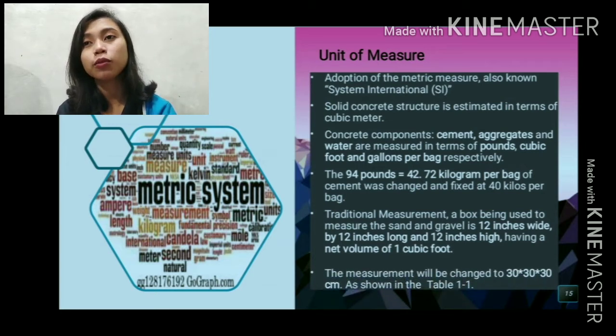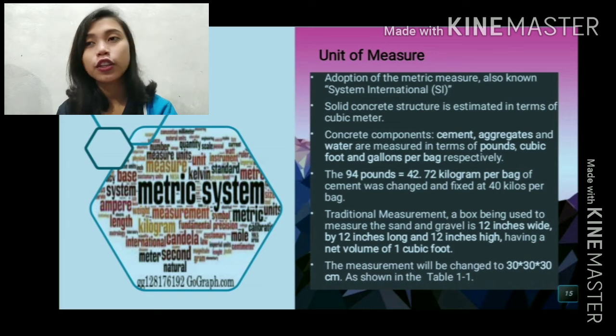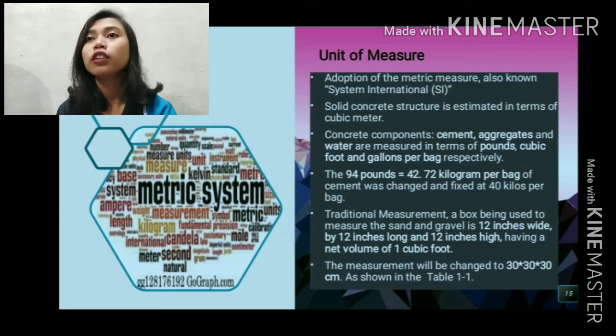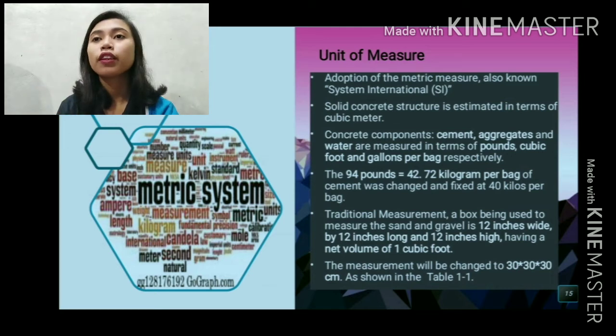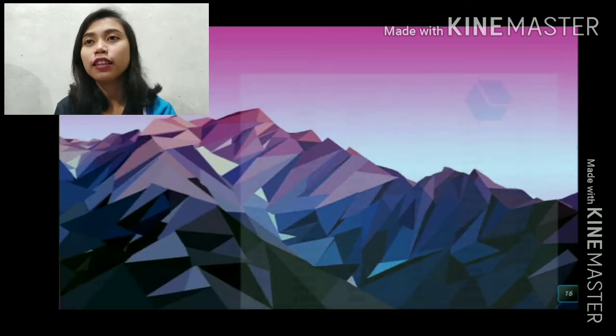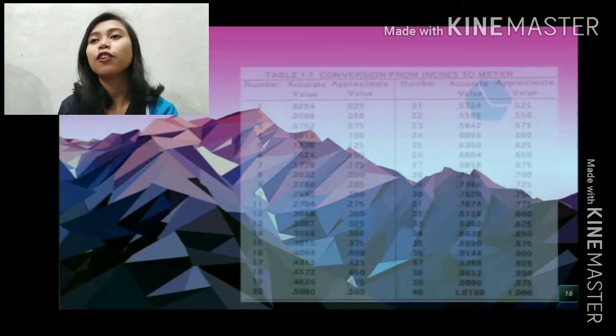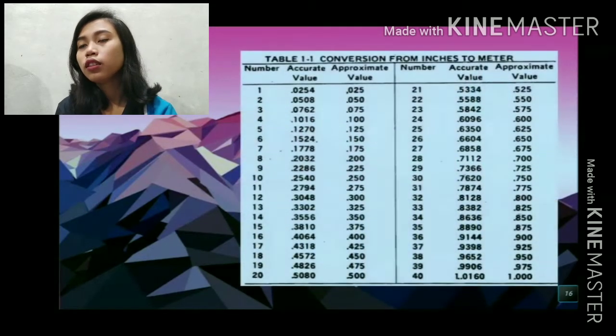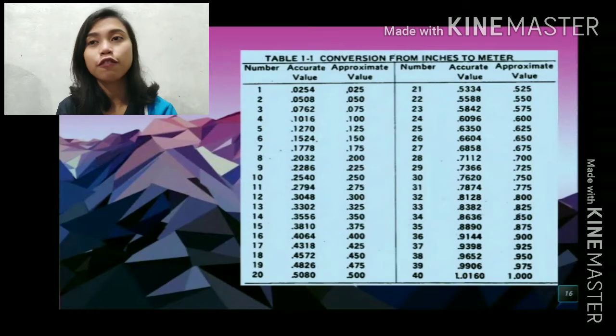So the measurement will be changed to 30 by 30 by 30 centimeters, as shown in Table 1.1. In Table 1, which is the conversion from inches to meter, as you can see in the image on the screen, it is a conversion of measurement from inches to meter.